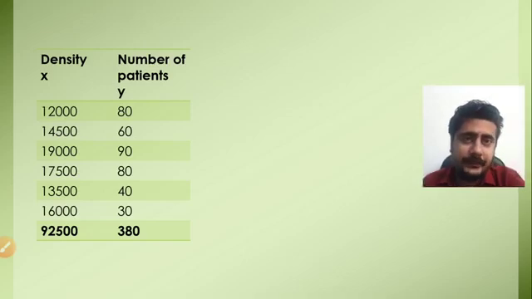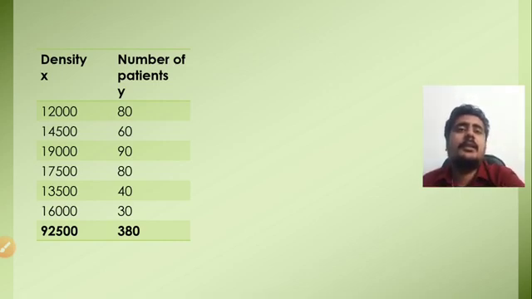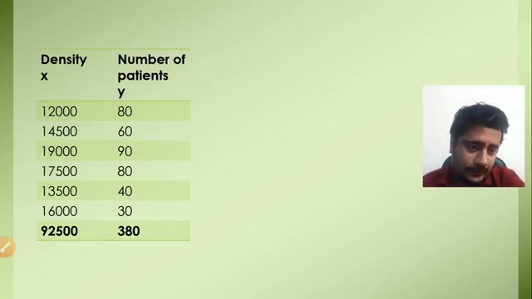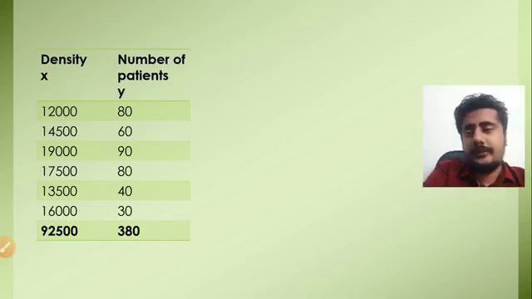Then come to y. Write 80, 60, 90, 80, 40, 30. You can make the total in the calculator fast, or else write 380. Okay, now I am going ahead.